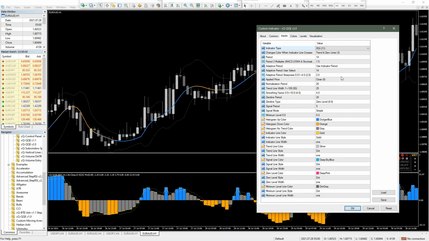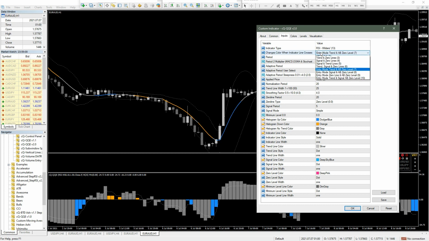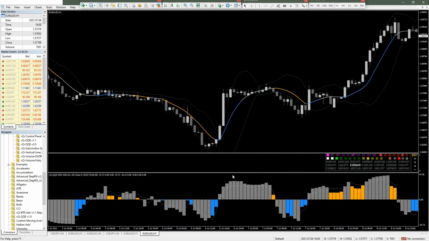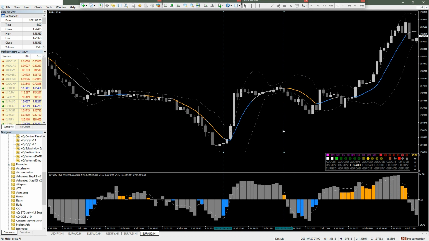The things that I've added in this version, these modes here, these entry modes, one for the trend, signal, and the zero line. I'll try the trend. In order for a buy to happen, the indicator has to be below the zero level, but above the trend line. So these are entry points. And for a sell, it has to be above the zero line and below the trend, this trend line right here, which is, again, the white dotted line.